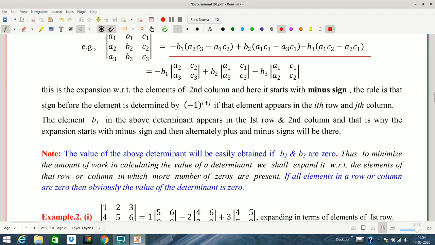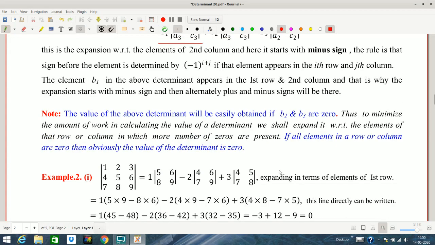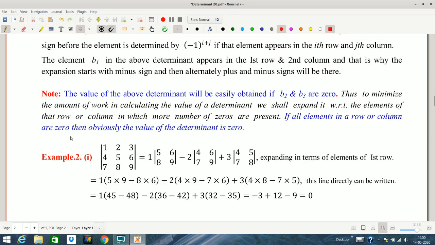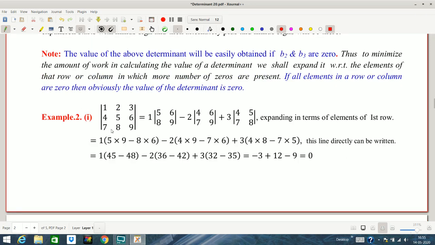We note that the value of the above determinant will be easily obtained if B2 and B3 are 0. Suppose B2, B3 are 0, then what happens? The second term and third term you need not calculate. Just calculate the first term, and the value is easily obtained. And that is why, to calculate the value of a determinant, what shall we do? We shall expand it in terms of that row or that column in which more zeros appear. And if all the elements in a row or a column are 0, then obviously the value of the determinant is 0.